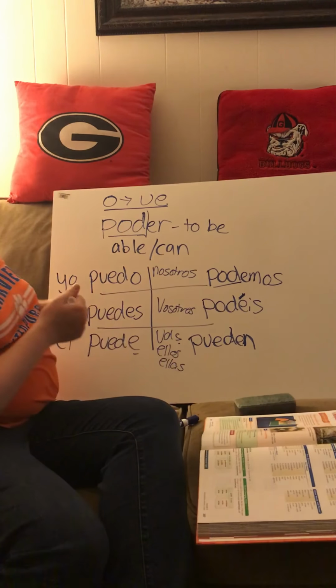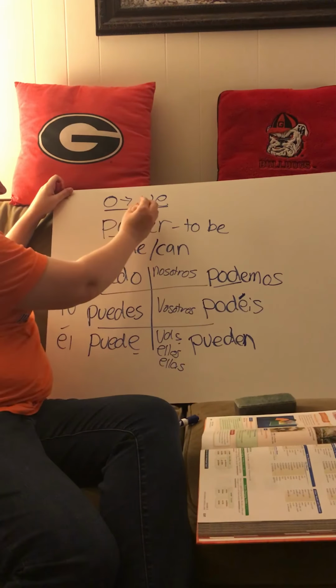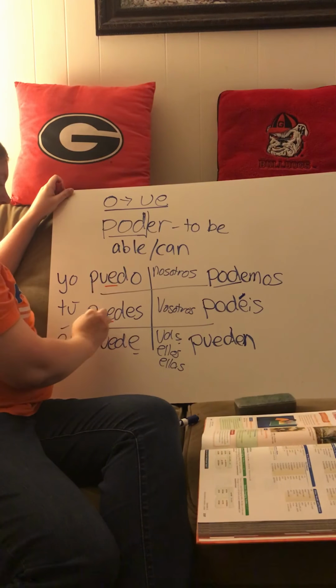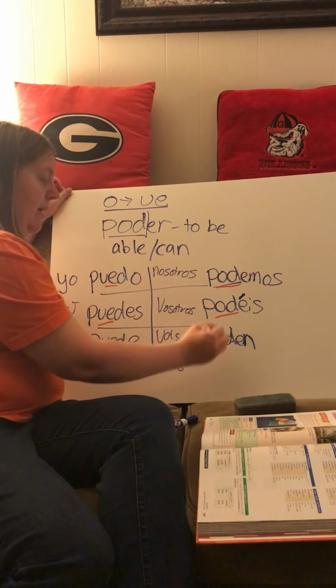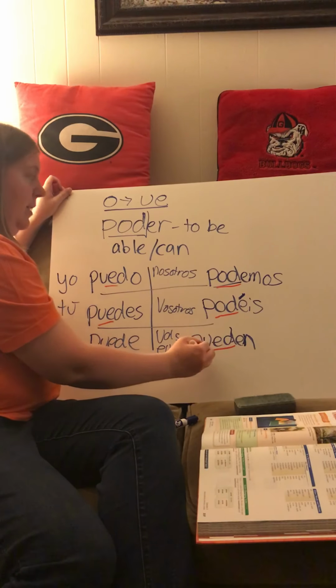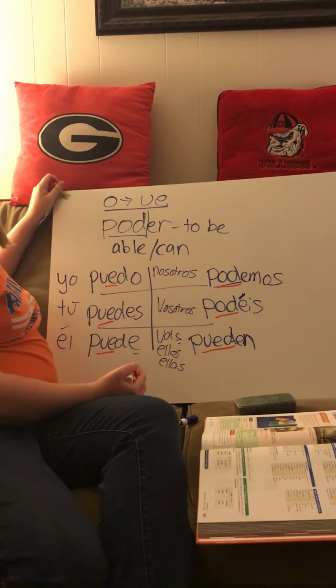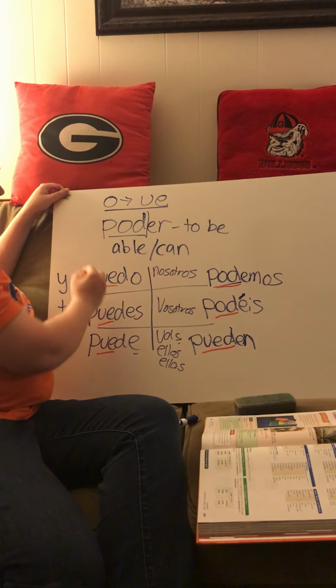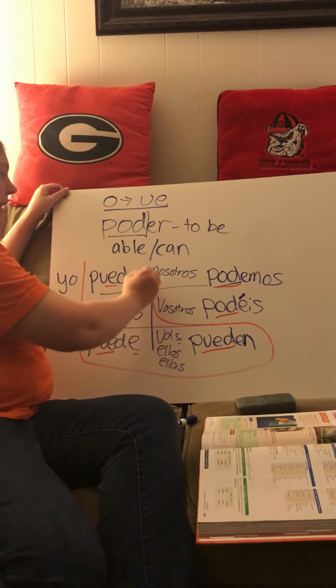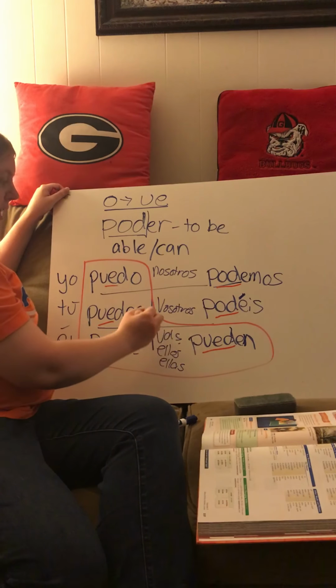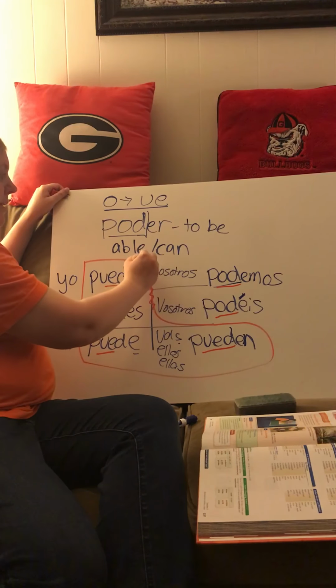So again, I'm going to show you that O changes to UE here, here, here, but not here and here. But it does change again here. So that's how they're called stem changing verbs. And the reason that they're shoes is that if you draw a line or a box around the ones that change, it kind of looks like a shoe. You can draw some laces and a little bow.